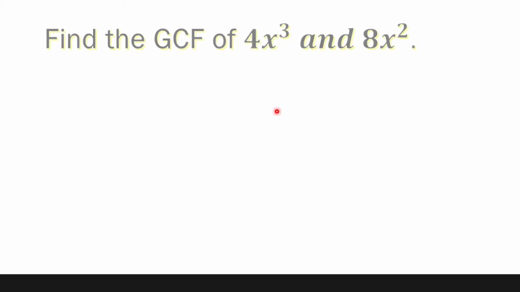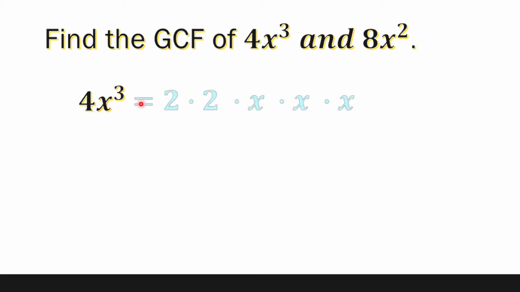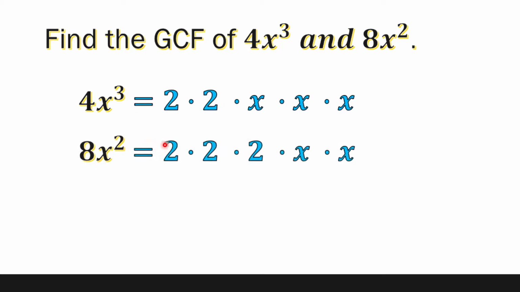Okay, let's have an example. Find the GCF of 4x cubed and 8x squared. So, first, we have 4x cubed. Hahanapin natin yung kanyang GCF. Si 4, magiging 2 times 2. Si x, tatlong beses pinupaparami sa sarili. So, we have x times x times x. x cubed. So, si 8x squared, we have 2 times 2 times 2. Dahil 8 yan. At x times x dahil x squared yan.